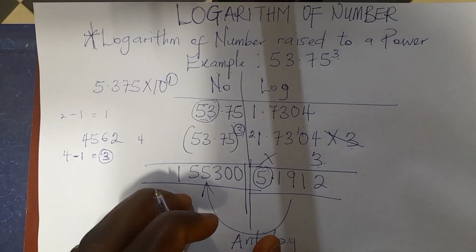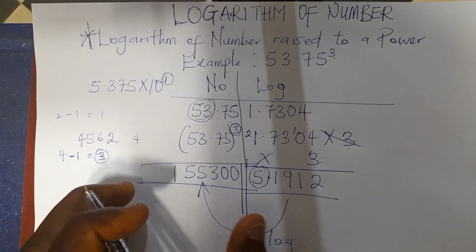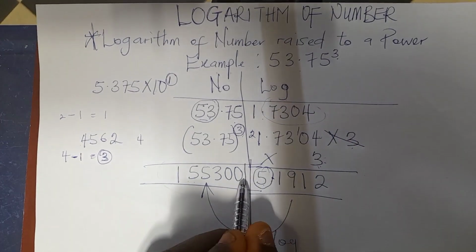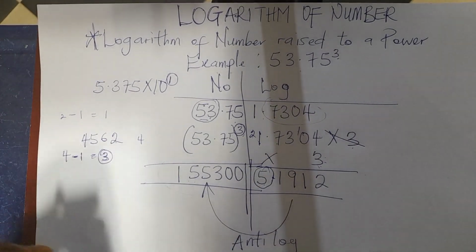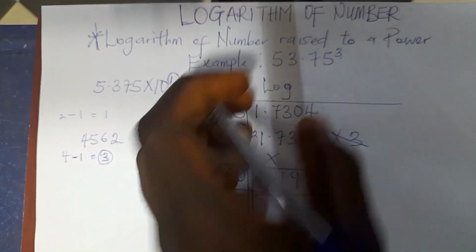I hope you really understand this. I'm sorry that I'm not showing you the way I'm getting the logarithm numbers and the anti-log. Okay. So this is the answer to this particular question.